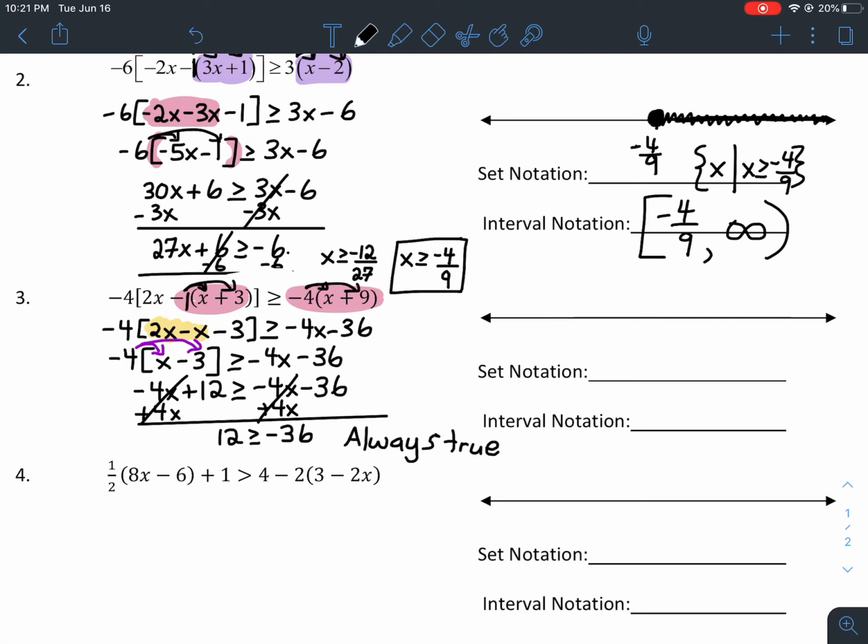So let's think about that. What should I shade on the number line if every number makes this true? We need to shade the entire number line.